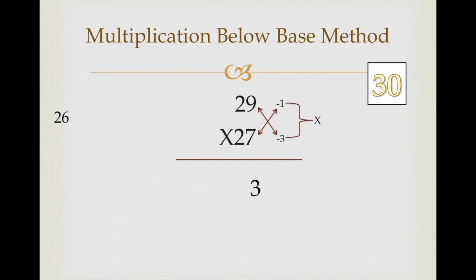Now multiply this 26 with 3 because we have considered the base 30. 26 multiplied by 3 is 78. Write down 78. Our answer is 783.